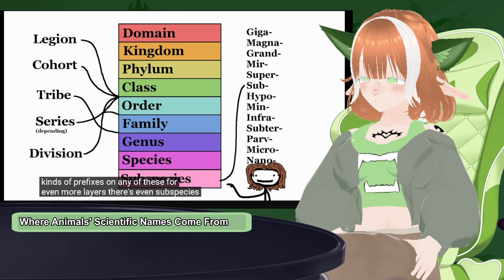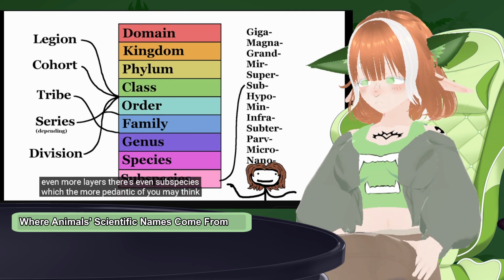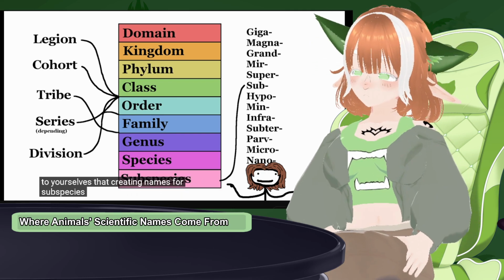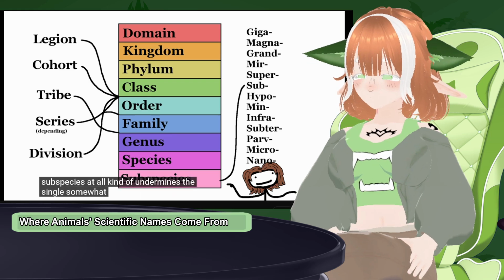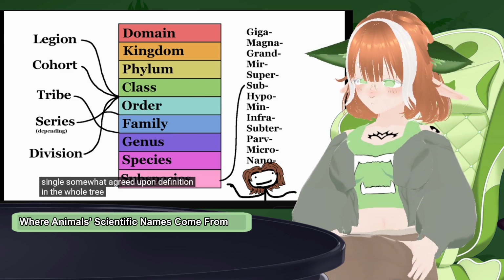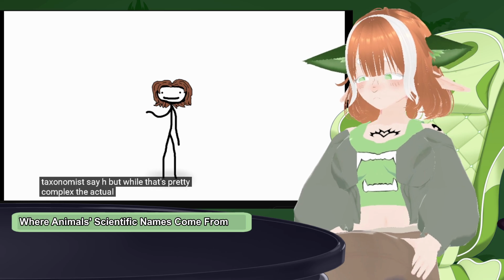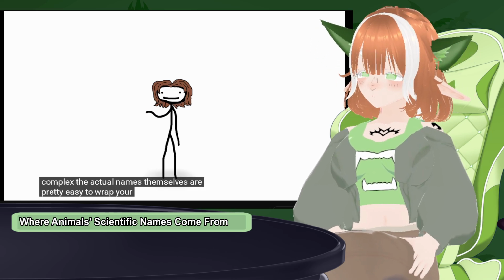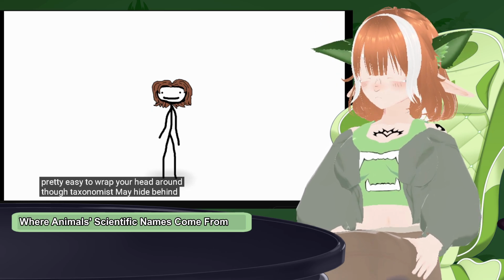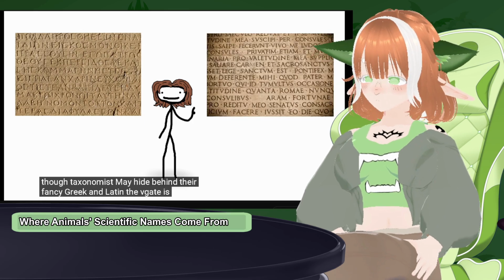There's even subspecies, which the more pedantic of you may think to yourselves that creating names for subspecies at all kind of undermines the single somewhat agreed upon definition in the whole tree. To that, my friends, taxonomists say, but while that's pretty complex, the actual names themselves are pretty easy to wrap your head around. Though taxonomists may hide behind their fancy Greek and Latin, the Vulgate is no substitute for wit.